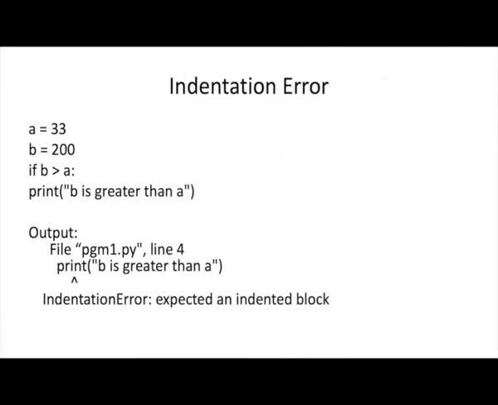Now the value 33 is assigned to the variable a and b is initialized with 200. If b is greater than a, the condition is true, then the print statement gets evaluated, but here the indentation is missing. Therefore, if we execute this particular program, the output will be the file name with line number 4, print b is greater than a, an indentation error: expected an indented block will be displayed on the screen. Let us see the benefits of using indentation in Python.